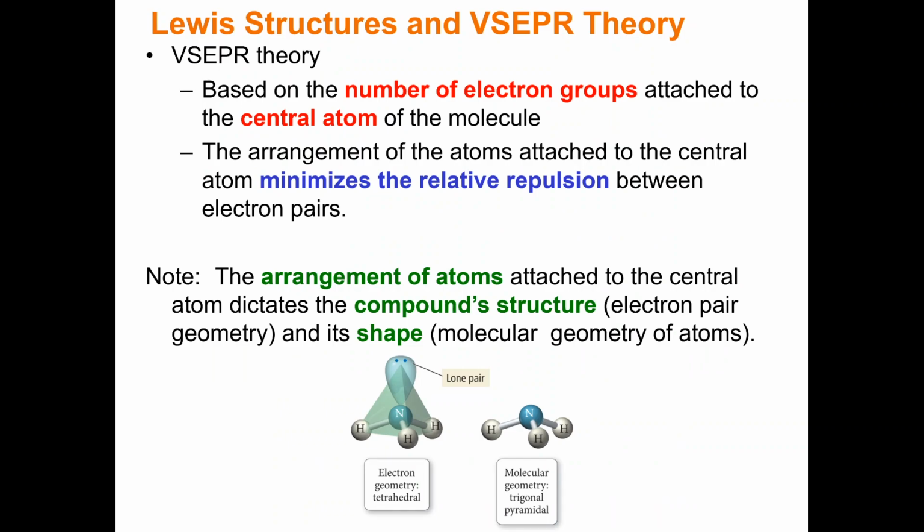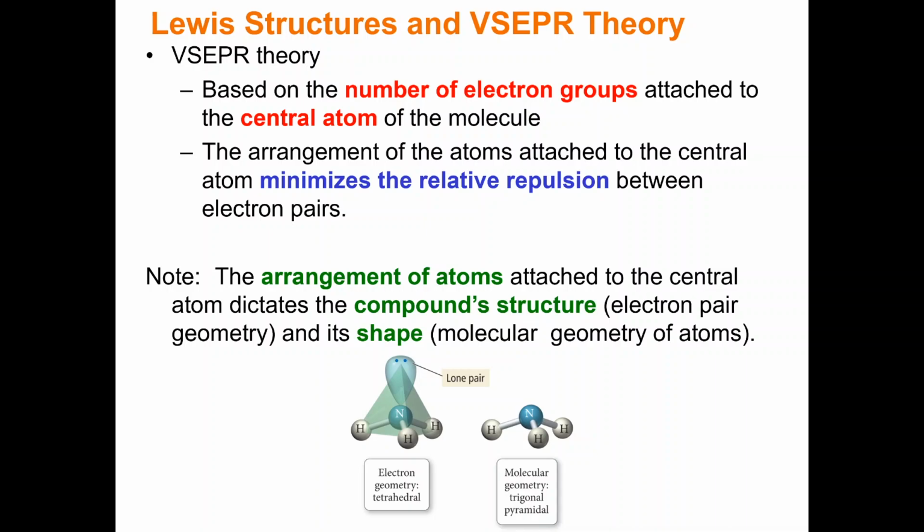So how does VSEPR theory come into this? Based on the number of electron groups attached to the central atom of the molecule, that's how we determine the structure with VSEPR. So it's based on how many electron groups are around the central atom. The arrangement of the atoms attached to the central atom minimizes the relative repulsion, just what we said before. In other words, we just want to spread out those groups as much as possible.